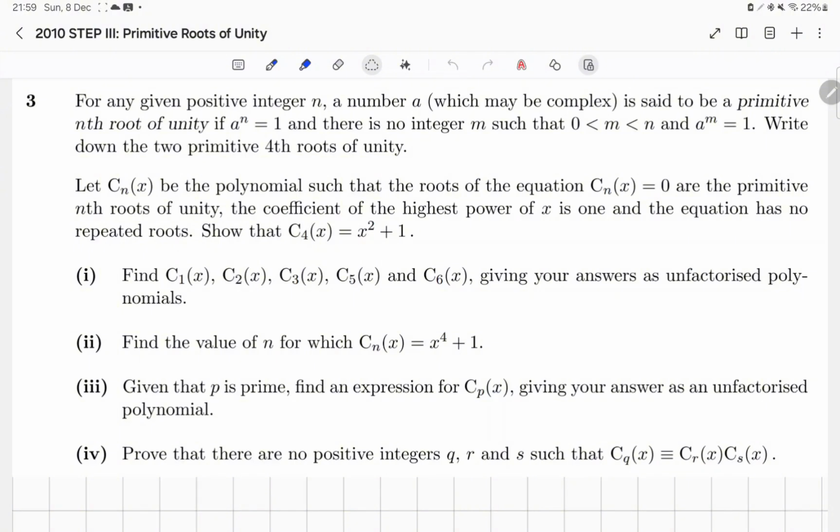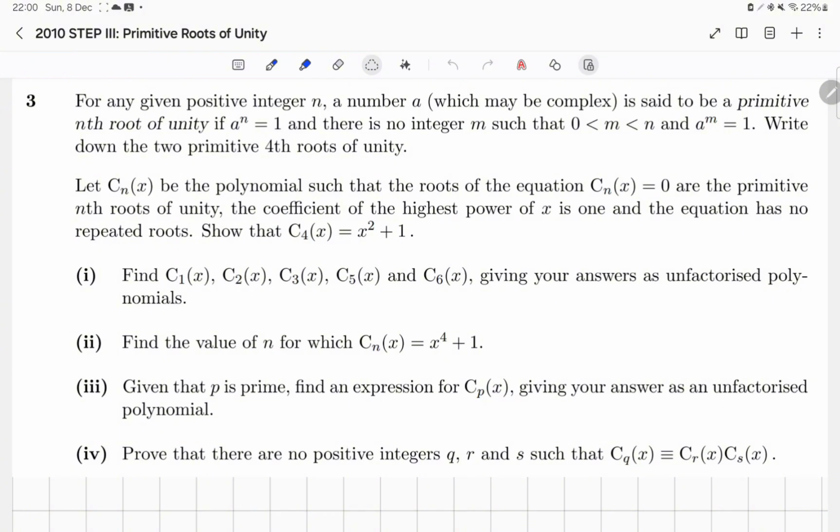Let Cn of x be the polynomial such that the roots of the equation Cn of x equals 0 are the primitive nth roots of unity, the coefficient of the highest power of x is 1, and the equation has no repeated roots. Show that C4 of x is equal to x squared plus 1.